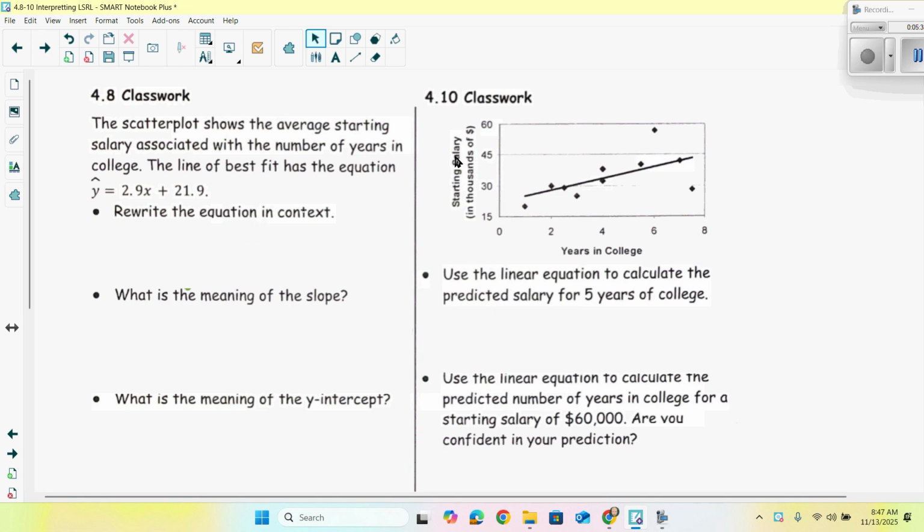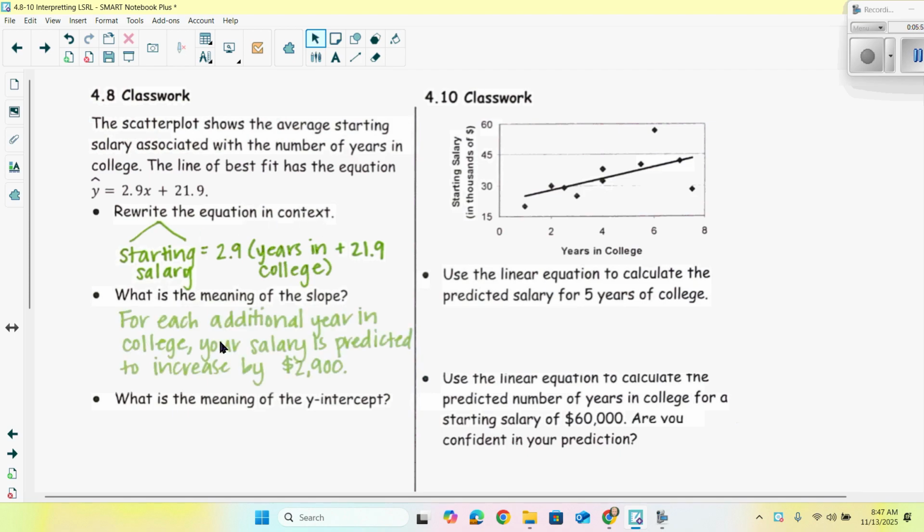Basically, we're just going to look at the units and say that the starting salary hat is related to the years in college by this. Starting salary hat equals 2.9, that's the slope, times x, which was years in college, plus the y-intercept. That's how you do an equation in context.